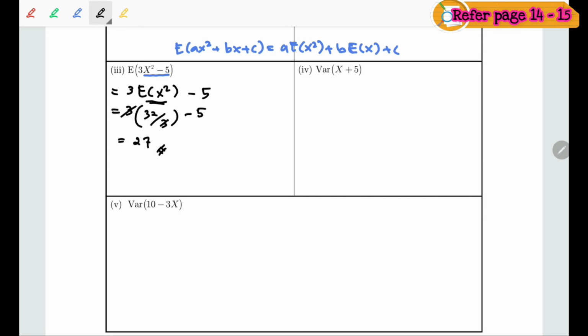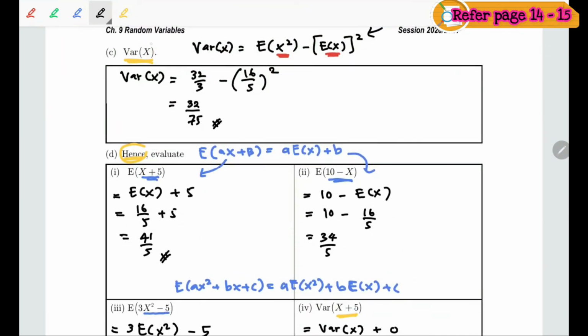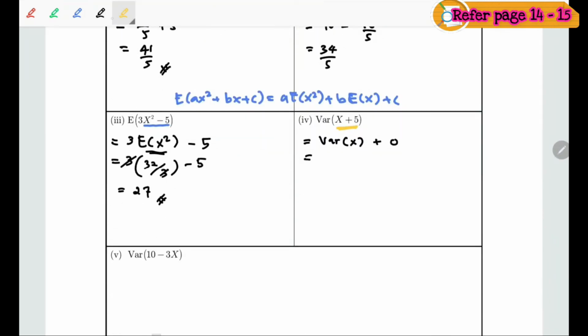Okay, this one is for the variance. If we have to find the variance for x plus 5, we're going to use the property, which is variance of x plus 5 equals variance of x plus 0, because variance of a constant equals 0. So variance of x, we already calculated from part C, which is 32 over 75. We just substitute here, which is 32 over 75.